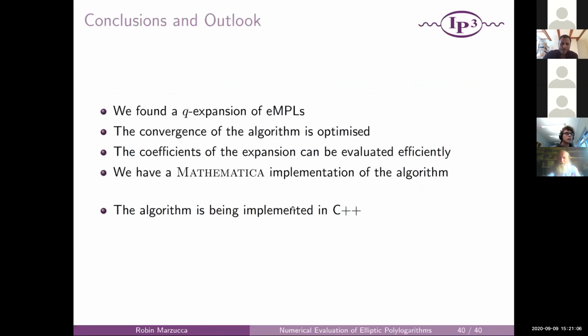So this would be the algorithm. We've found a Q expansion of EMPLs. The convergence of the algorithm is optimized to some degree at least. I don't know if there are any other things you can play with there, but at least mapping tau to the fundamental domain optimizes the convergence in some way. We get coefficients which can be cast in terms of multiple polylogs, so we can evaluate these coefficients. So far we have implemented the algorithm in Mathematica, and we have started to implement it also in C++ to make the whole thing even a little faster. And yes, I guess I was a little fast, but this will be it.